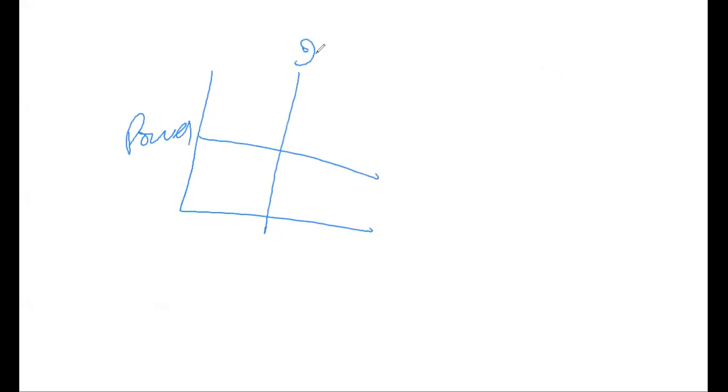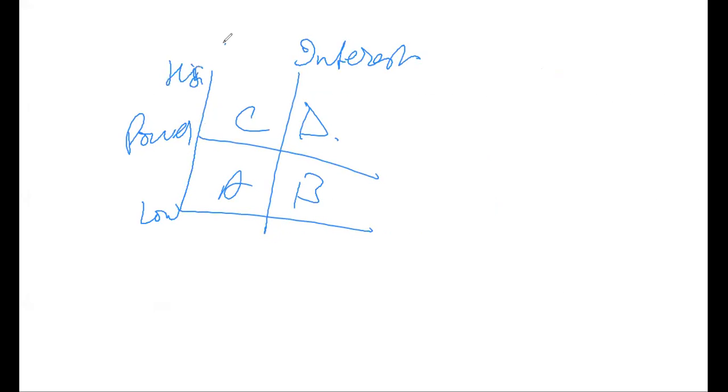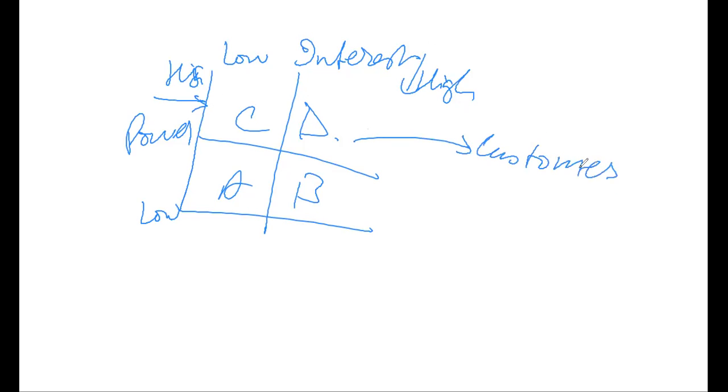Power and interest of shareholders, A, B, C, D, right? Low power, high power, low interest, high interest, right? And in the sections like this, where you have a high power and high interest, you have customers. Here in section C, low interest, high power, right? Section C is normally shareholders.